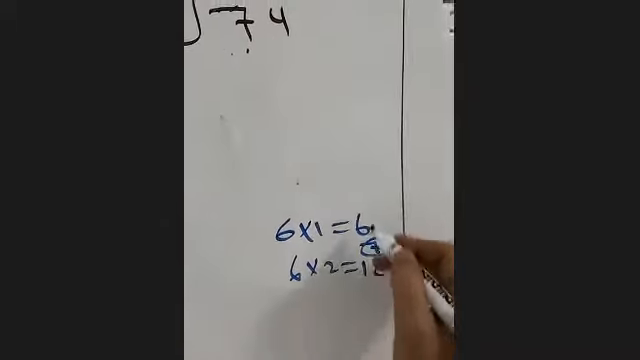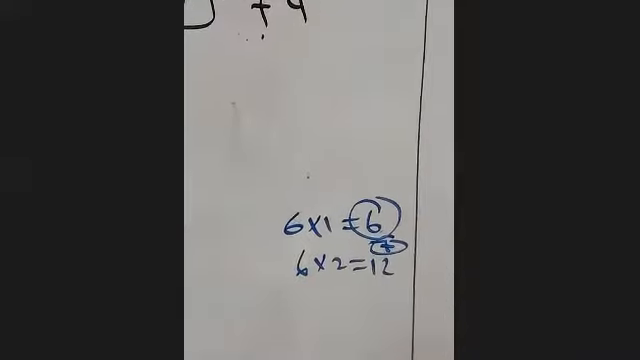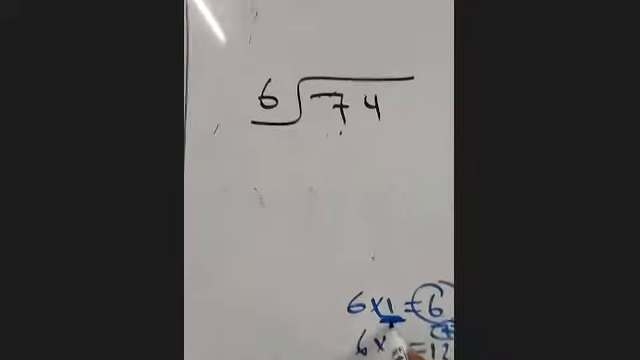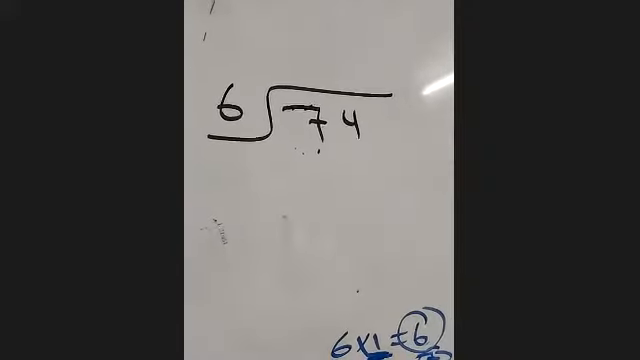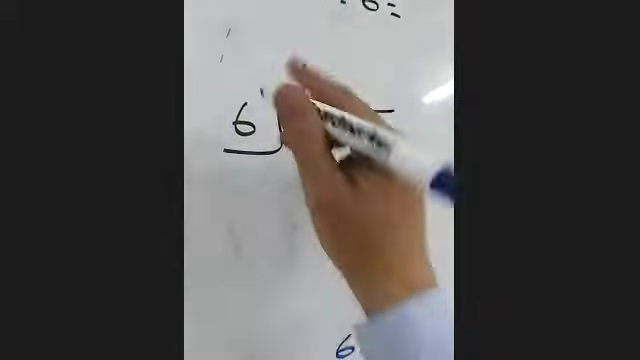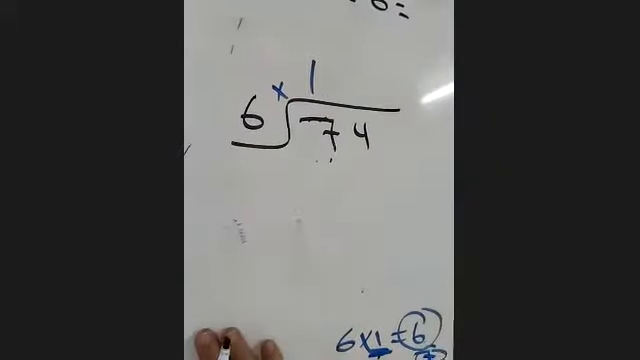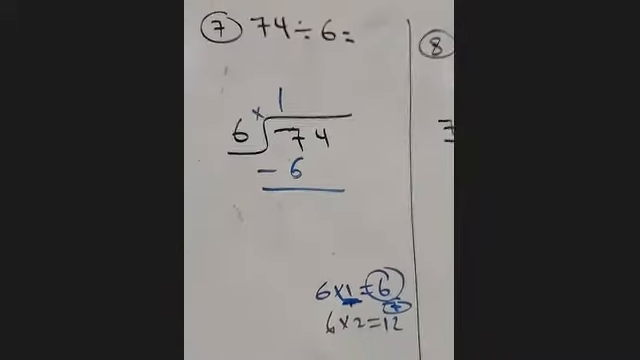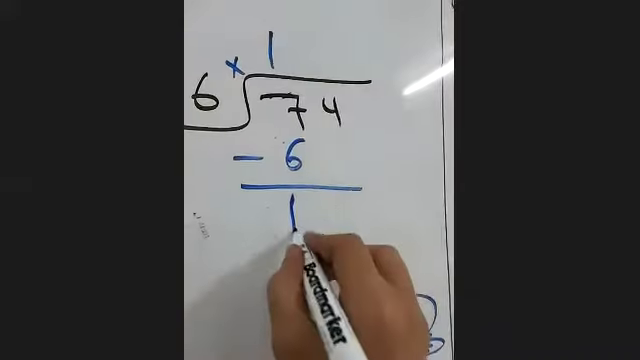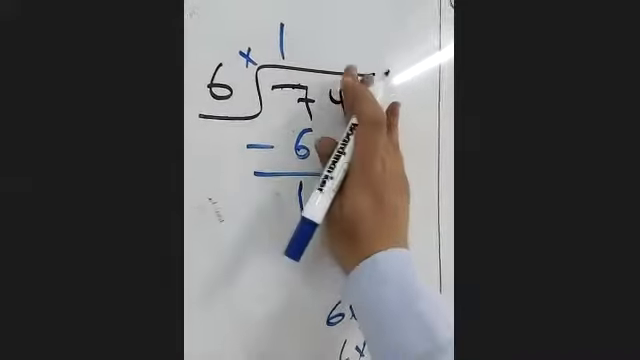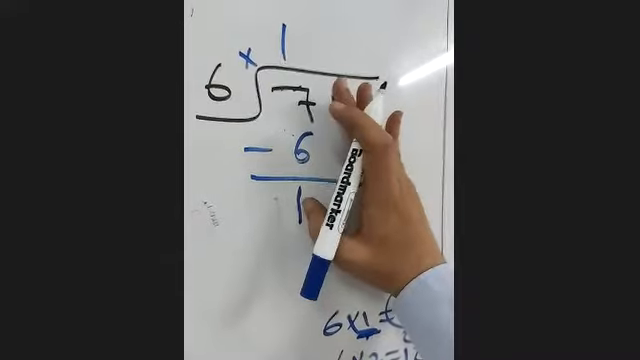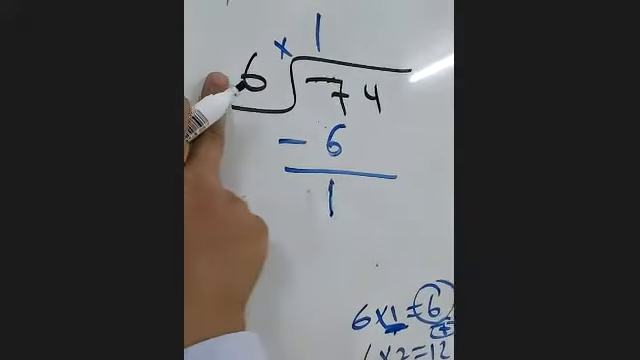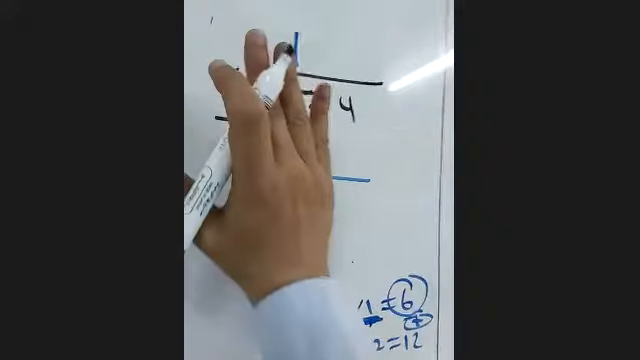So we will take 6. What will we choose? 6, multiplied by 1. Where will I put the 1? Above. Now I'll multiply. 1 multiply 6 is 6. Line, subtract. 7 minus 6 is 1. Before we bring the 4 down, we stop and see the number here. What do we have here? 1. Is 1 less than 6? Yes. Then we are correct.